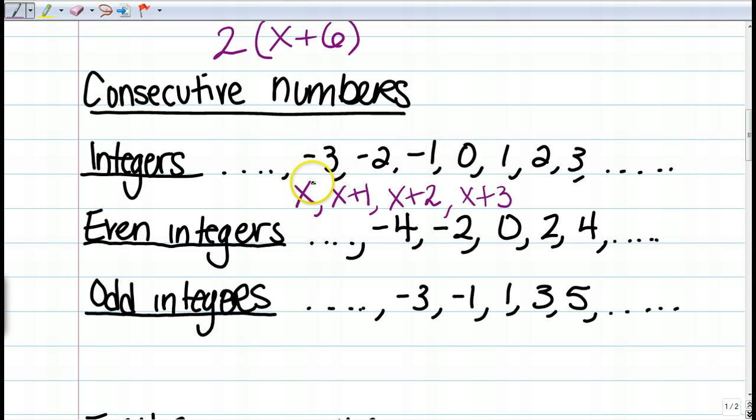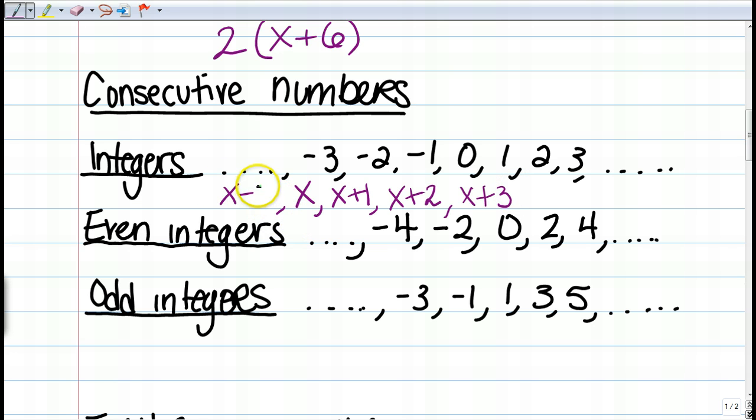Let's say I started with -3. If I plug in -3 here, I would have -3 plus 1 is -2. -3 plus 2 is -1. -3 plus 3 is 0. So again, it doesn't matter what x is, you will always get consecutive integers when you have this type of form.